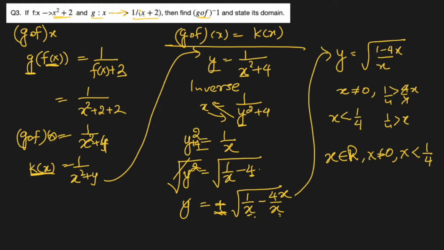If x is not 0, that is okay, right? If x is anything other than 0, that's okay. That is fine with this one. What about x is less than 1/4? A negative number will be okay. And here also there is no problem with that domain. So this becomes the domain of this particular inverse function. If we try with others, it is working, so that's fine.